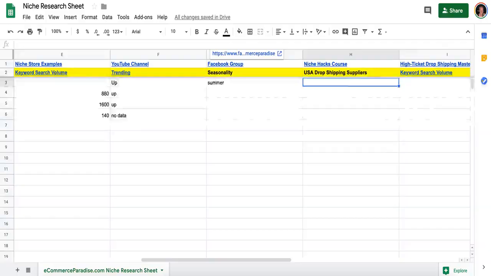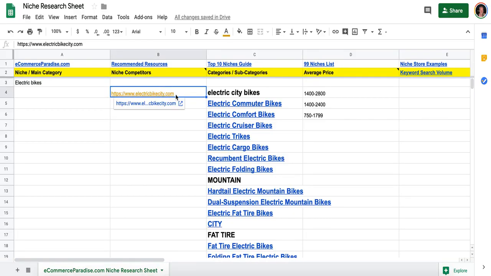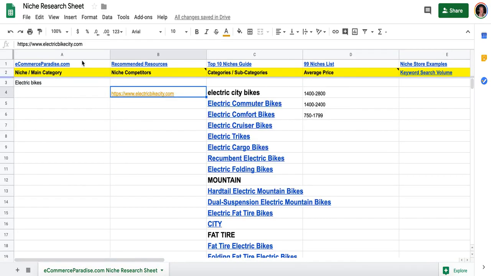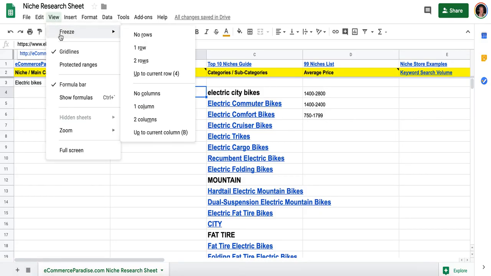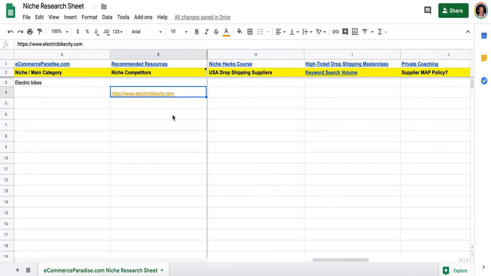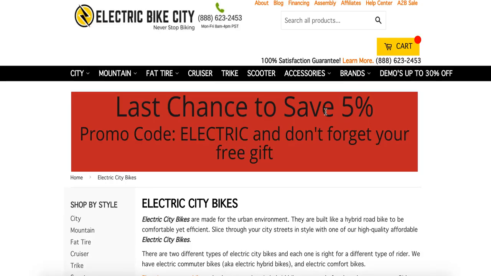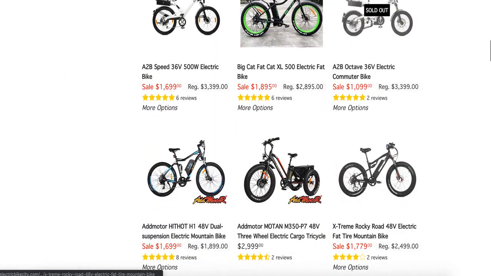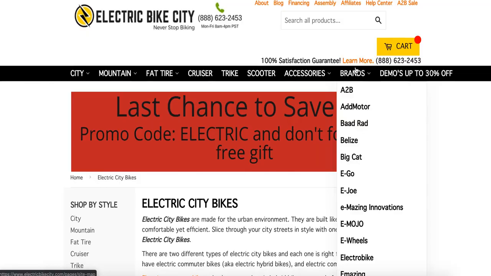All right, so in this lesson, I'm going to show you how to extract the dropshipping suppliers from a particular niche store. You know what I'm going to do is make this research sheet freeze on those two columns so that I can use this across the board. It's a lot easier. All right, cool. So now I know this starts right here. So usually when you get to a niche store, they're going to have some sort of a drop down with the brands. It's pretty common. Probably 60 to 80% of the stores will have it.